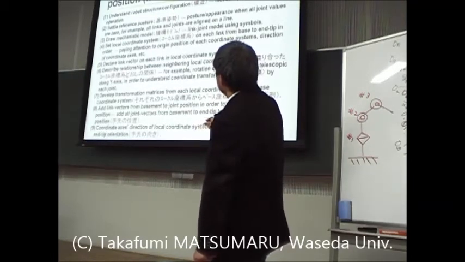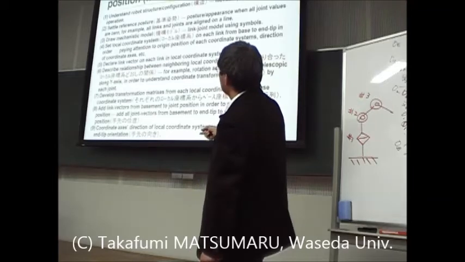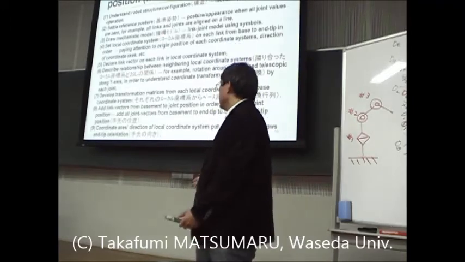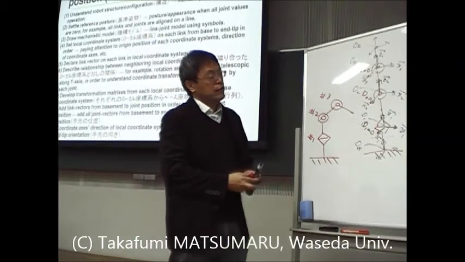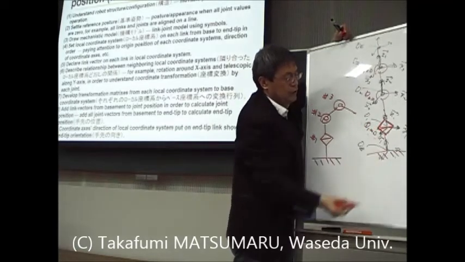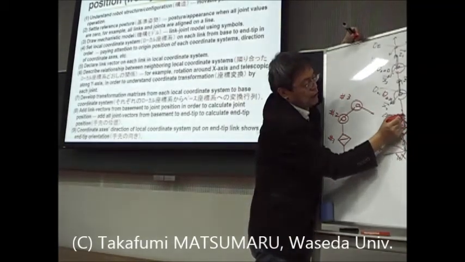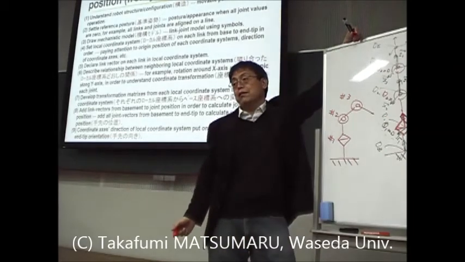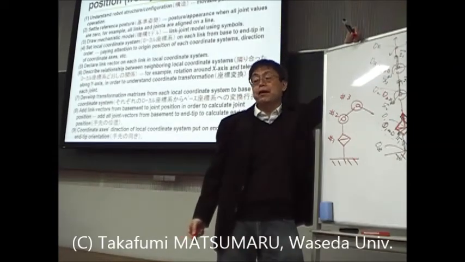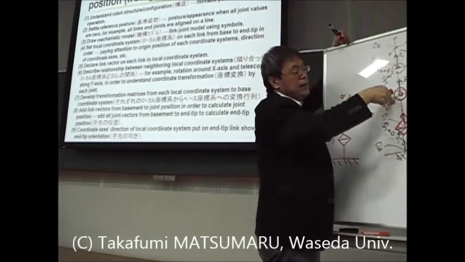And sixth, describe the relationship between neighboring local coordinate systems. For example, rotation around the x-axis and telescopic along the y-axis, in order to understand coordinate transformation by each joint. It's written, but what does it mean? You should set here, and think what is the role of this joint. In this case, this is around z-axis. Maybe you can understand, this is a rotation around z-axis. And also this is a rotation, but it is a bending around here.